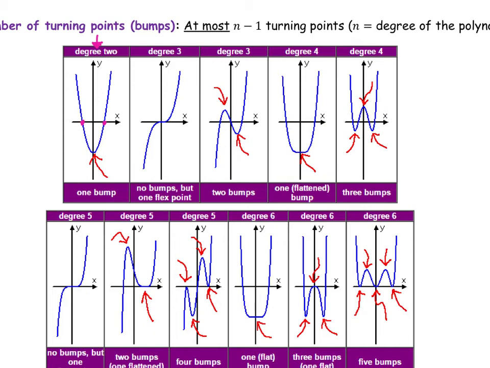For degree 3, I can have 2 turning points, since 3 minus 1 gives me 2. Or, because it says at most, that means I can have less than that. I can also have 1 turning point. And we're going to talk about these flat points. It can have no bumps, but 1 flex point. See how it goes up and then flattens out a little bit? That's because we've got some imaginary points in there. So I've got 1 x-intercept and then some imaginary points, so it starts flattening out at that section.